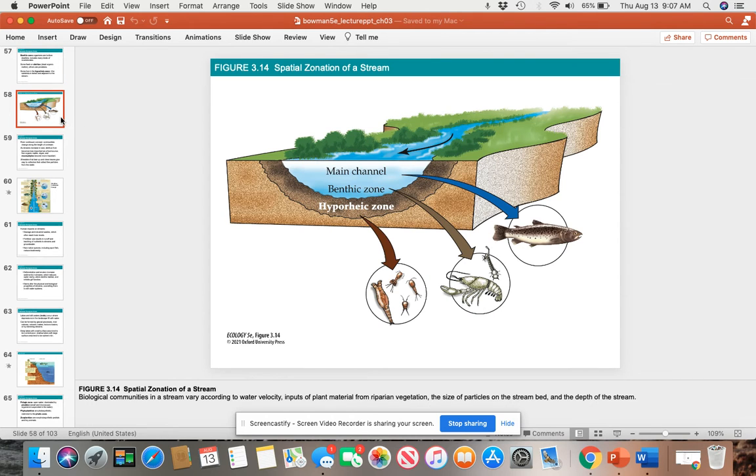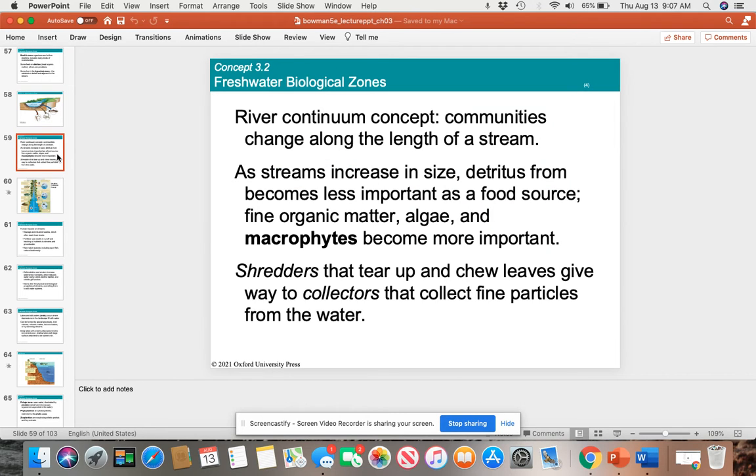So what does this look like? You have the surface water, pelagic, benthic bottom, and just below the benthic zone, the hyporheic zone, where you have things like invertebrates. You have different sizes of microorganisms.